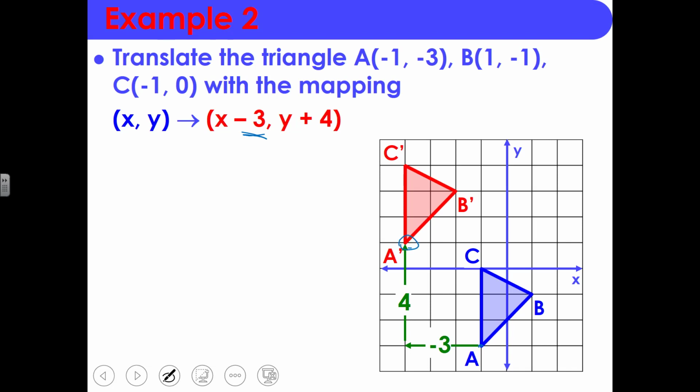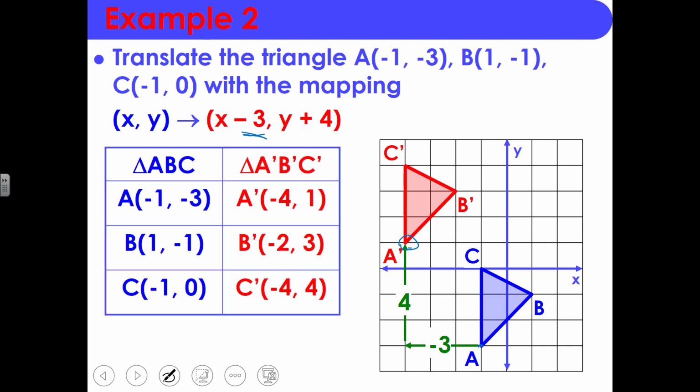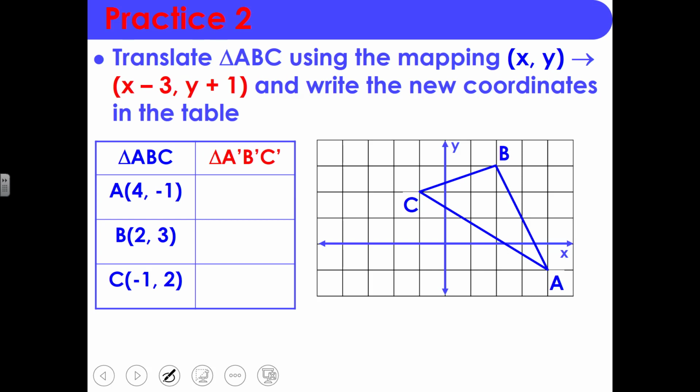If you do the same thing for the other 2 corners as well, you get this triangle A prime, B prime, C prime. And if you were to write the xy coordinates of the pre-image, which is in blue, and the xy coordinates of the image, which is in red, you will get the table shown here. Now, this is for you. In this practice problem, you do the same thing. Here, you're translating triangle ABC using the mapping xy to x minus 3 and y plus 1. Then after you've completed the translation, write the new coordinates in the table.